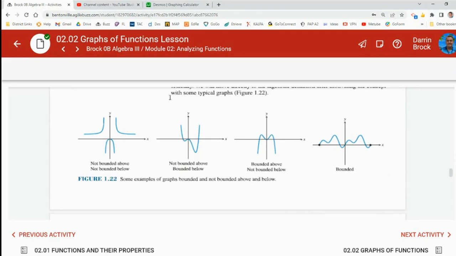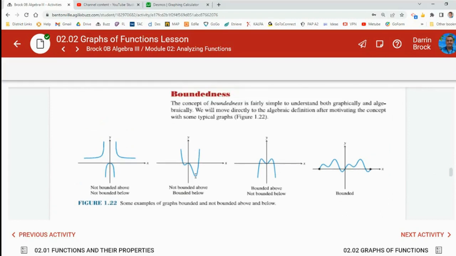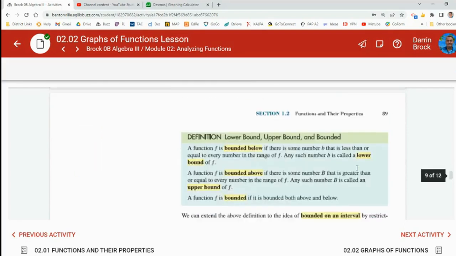This one's not bounded above because it goes to infinity, but it's bounded below. It never gets below that y value right there, that absolute minimum. This one is bounded above because it never gets above that y value, but below it goes forever. And this one's bounded top and bottom because that's not even arrows, so they don't continue. This graph never gets higher than that y or never lower than that y. It is a bounded graph.